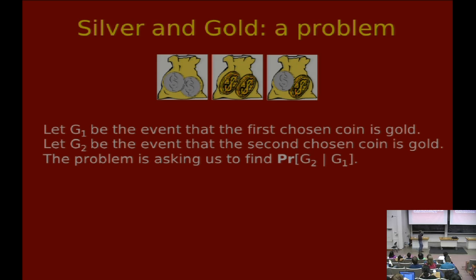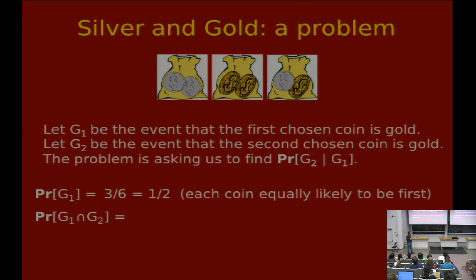Let G1 be the event that the first chosen coin is gold, and G2 the event that the second chosen coin is gold. Imagine you subsequently choose the second coin in the bag. So we're trying to find probability of G2 given G1. So what is the probability of G1? So who said a half? Robert? Yeah, why? Yeah, basically, yeah. I mean, the coin you choose is going to be one of these 6 sort of uniformly at random, and there's 3 gold coins.